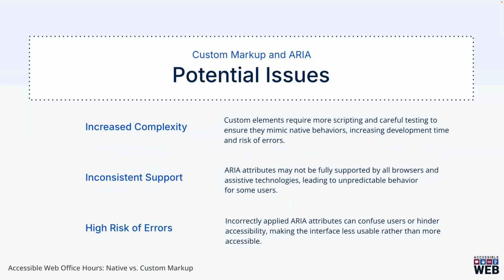ARIA attributes may not be supported consistently across all screen readers and browsers, leading to unpredictable user experiences. And there's a high risk of errors. Misusing ARIA attributes can actually make an element less accessible, creating confusion for users who rely on assistive technologies. For instance, if the ARIA roles and states do not match the intended interaction model, it can lead to a confusing or unusable interface. Because of these challenges, it's important to evaluate whether custom markup is really necessary or if a native element can accomplish the same goal with better accessibility support.